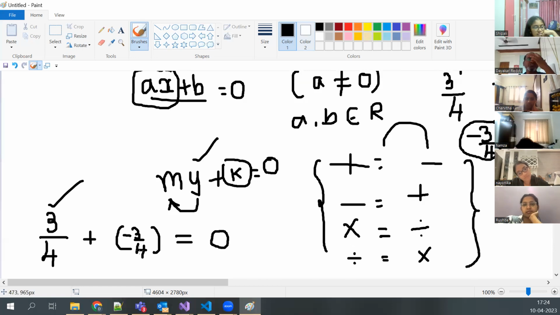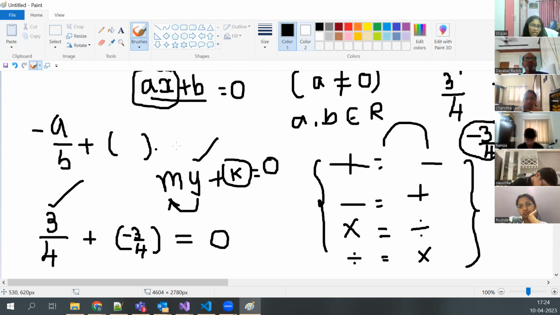Okay. So when somebody asks how do I find the additive inverse, we should know it. Say if I say A by B, minus A by B should be added to whom, so that I will get the additive identity? A by B plus minus A by B. What is the additive identity? 0. These are all basics. You should not learn them by heart.